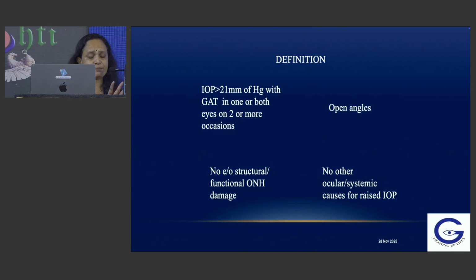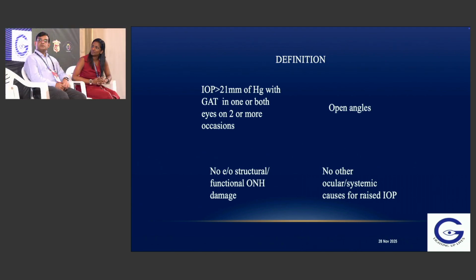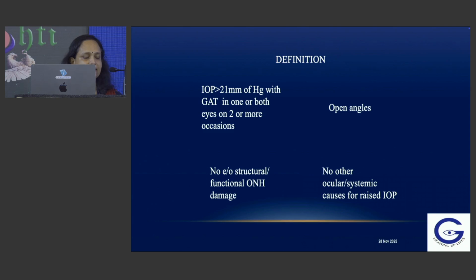Another most important thing is gonioscopy. Gonioscopy should show open angles. Otherwise, primary angle closure can also present as a raised IOP with disc and fields all normal. So if you miss the angle closure at this stage, it may progress to primary angle closure glaucoma, and if you treat with a PI in the early stage, we can prevent the progression. So gonioscopy is very important whenever you see a patient with a raised IOP.